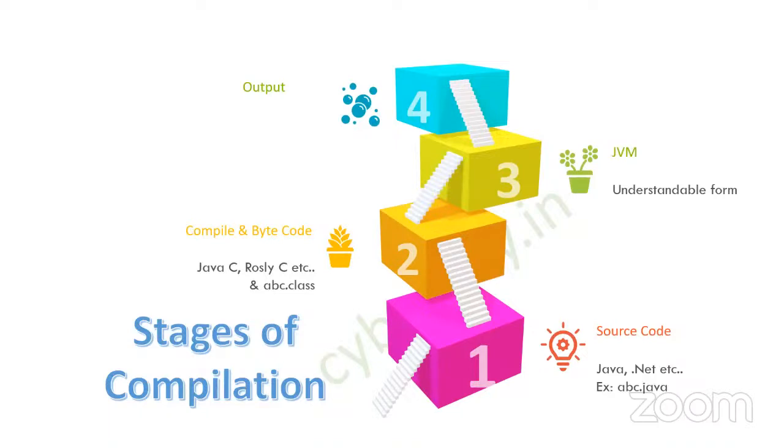You might be having a question: okay, you have created a file with a Java name, that is ABC, and now it has been shifted and one class file has been created. Now tell me, if I have created 100 Java files or 1000 Java files, what is the output? It is automatically going to create 100 Java class files. This is how it works.